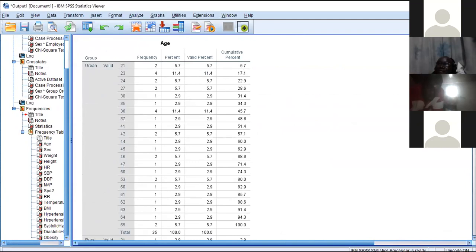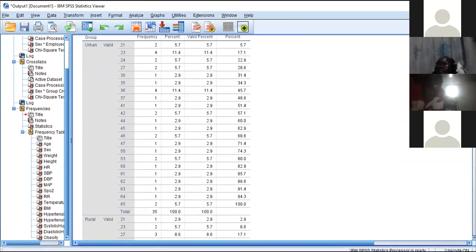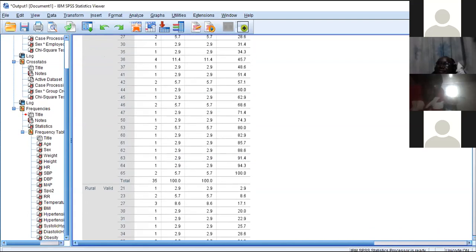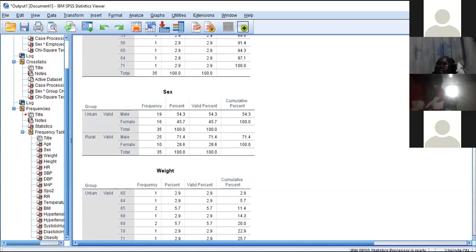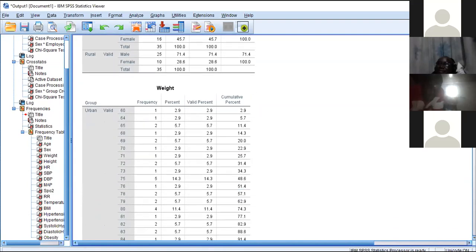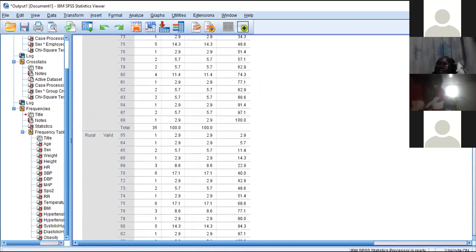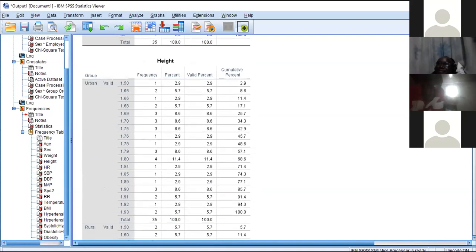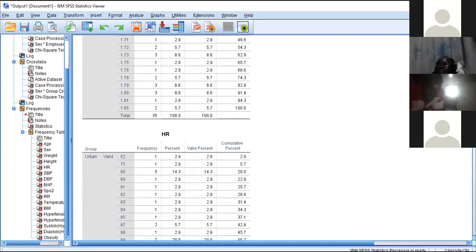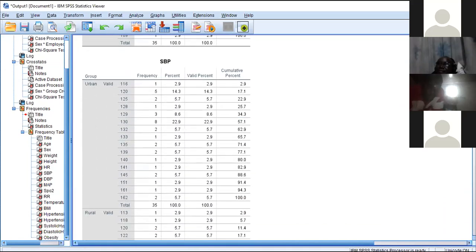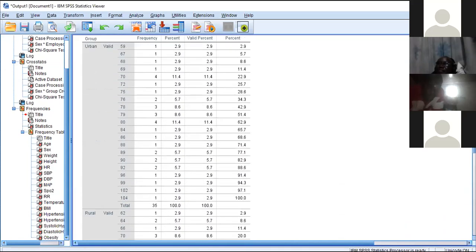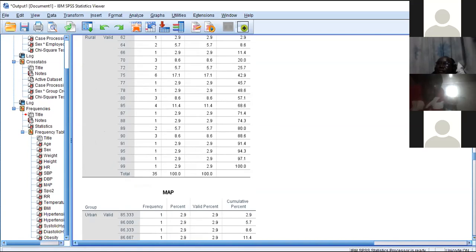Yes. Age, urban, rural. For sex, urban, rural. For weight, urban, rural. For height, urban, rural. Everything I do, urban, rural. Even if I categorize the age, whatever, it will still do urban, rural for me once I put that in.